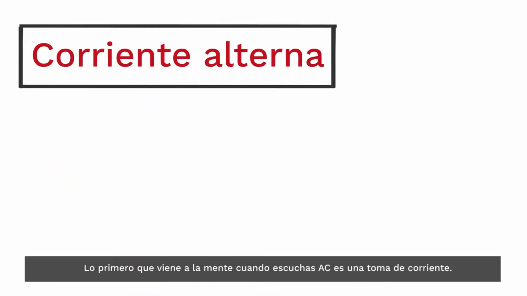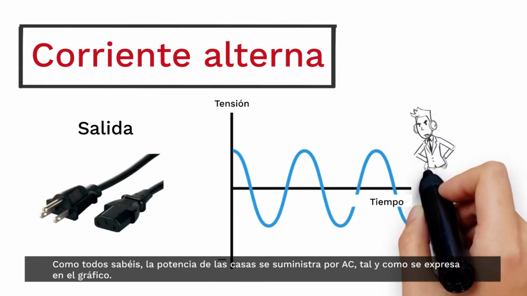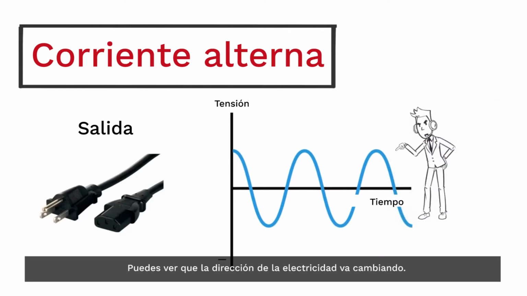The first thing that comes to mind when you hear AC is an outlet. As you all know, household power is supplied by AC. It looks like this when expressed on a graph. You can see that the direction of electricity is changing.